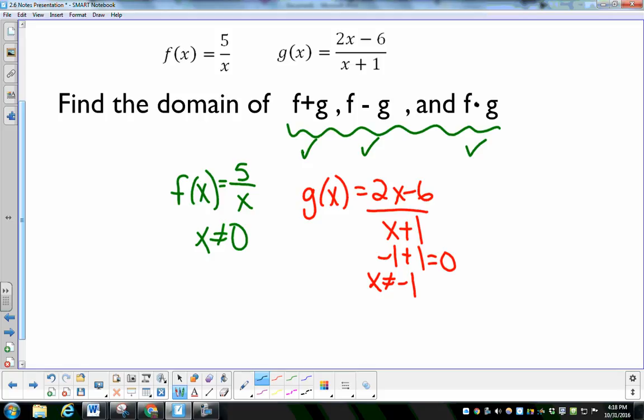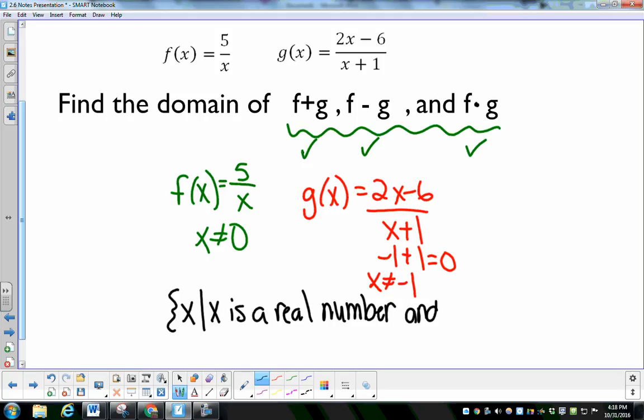So for our complete domain of this function, we would write it like this. All numbers x such that x is a real number and x does not equal either of those two things I talked about, negative 1 or 0. So when you're finding the domain of f plus g, f minus g, f times g, you just find the things that restrict the domain for either of them and put it all in one thing.